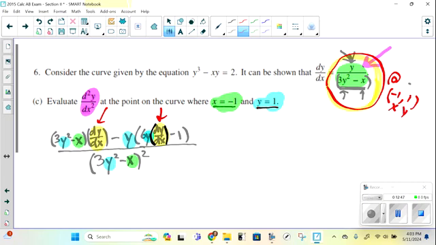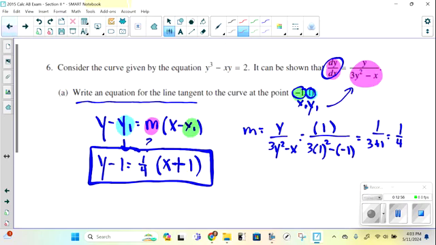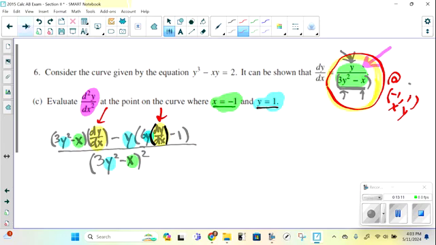Now, you remember when I first started this problem, I said we've done some work already on this. If I go back to part A, I've already figured out the derivative at the point -1, 1. It's 1/4. That was the slope here. So I've already got the first derivative at this point, and it's just 1/4. So I'm going to put a 1/4 into both of these dy dx's.